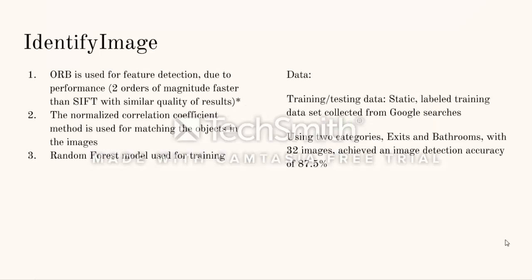When identifying images, we used an ORB feature detection method, which is significantly faster than the comparable SIFT method. For training, we used the random forest model, and using the random forest model in 2 categories, we're able to achieve an 87.5% identification success rate. We only used 2 categories here, which was exits and bathroom images.